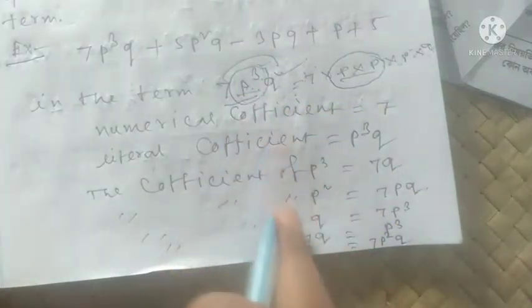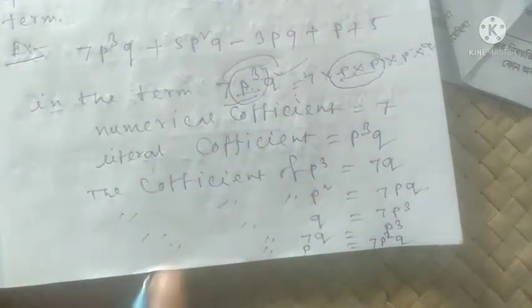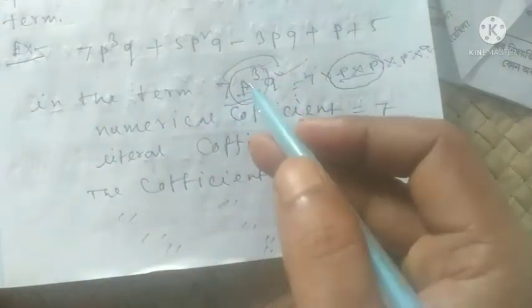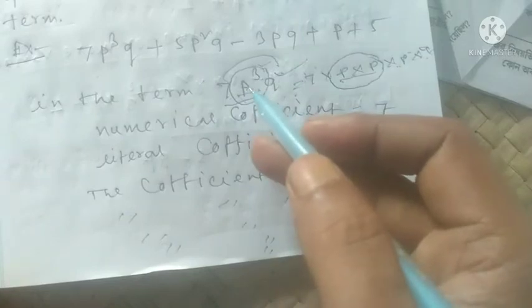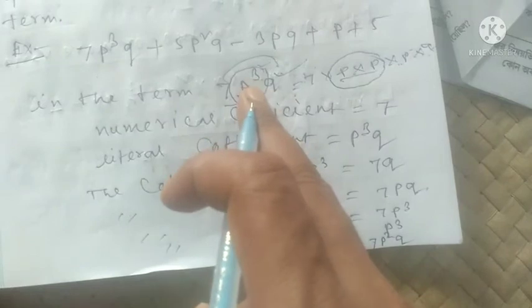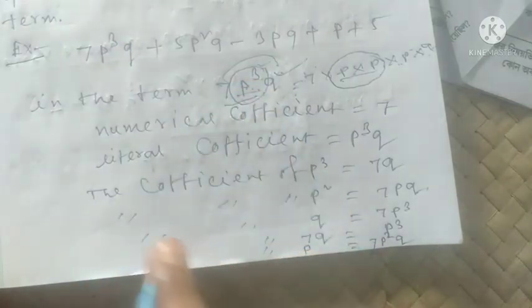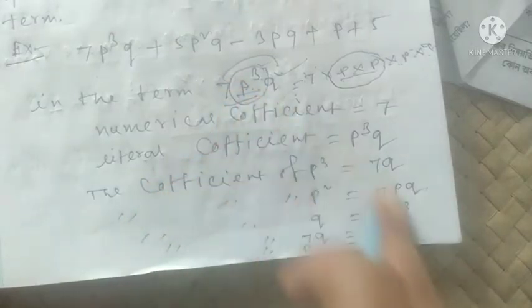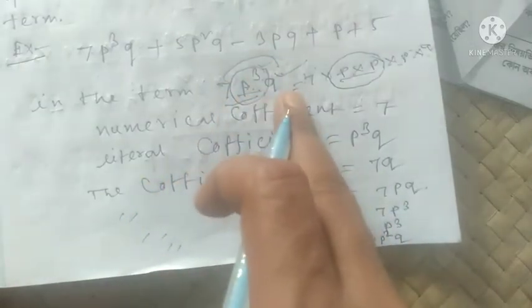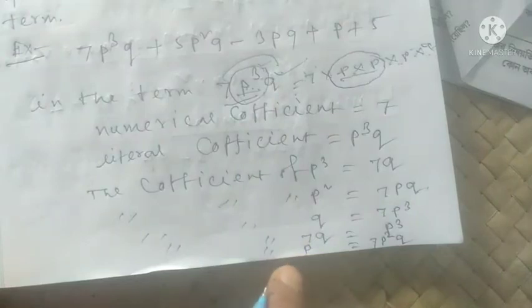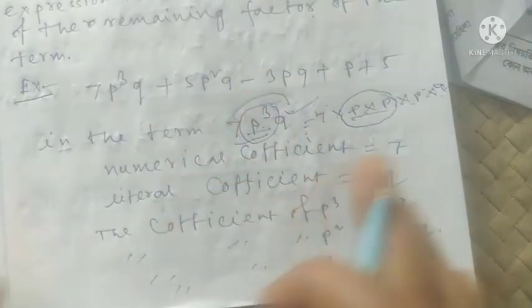PQ is there. And when you find the coefficient of P, you have to write only the terms without P. That means 3P is there, and you are finding the coefficient of P, so that time you have to write the 7P square Q. 7P square Q. Because P is left out, you have to write the remaining terms. This is the coefficient of P.